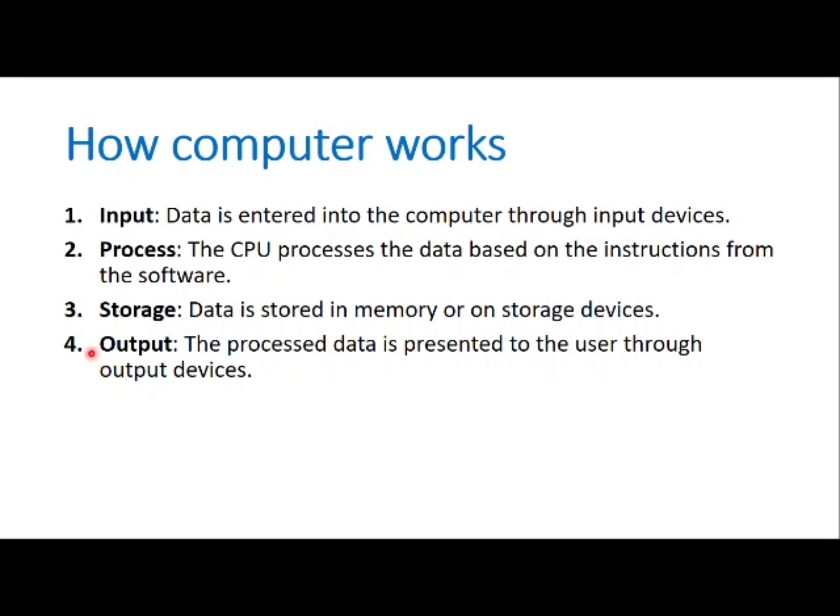Output. The processed data is presented to the user through output devices. For example, you're typing a document. You can display it using the monitor. That is the output device. You can display the information from the output device. So these are the four main steps how computer works: input, process, storage, output.